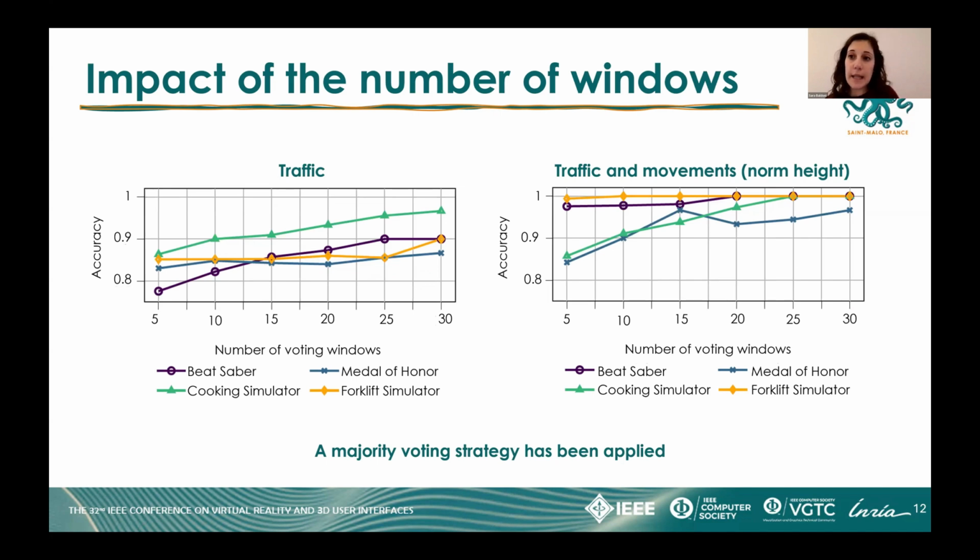We also consider the case in which either the identification system or the malicious user evaluates the traffic and movements in subsequent windows of 10 seconds and applies a majority voting strategy. What can be seen here is that by enlarging the number of voting windows, the performance increased, both considering only traffic and movements. What is really interesting is that if we look at the traffic, in this case, we actually achieve an accuracy of roughly 90%. So this proves that essentially this is a valid fingerprint for user identification in VR.